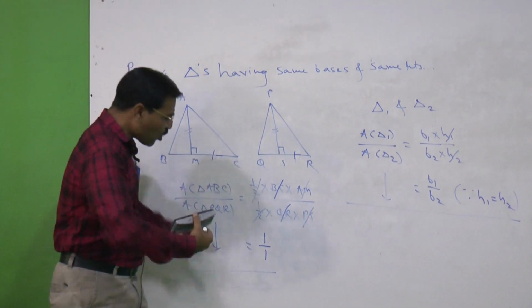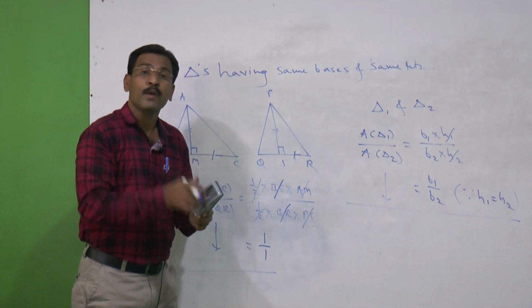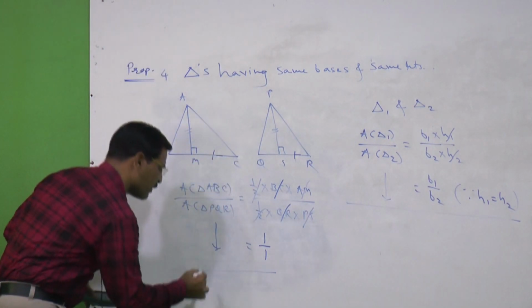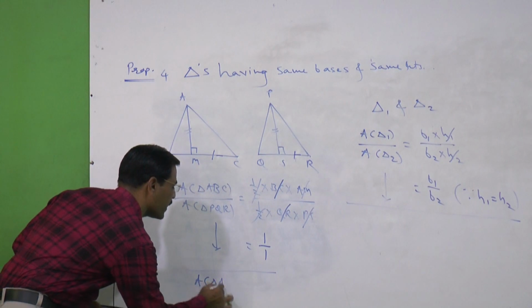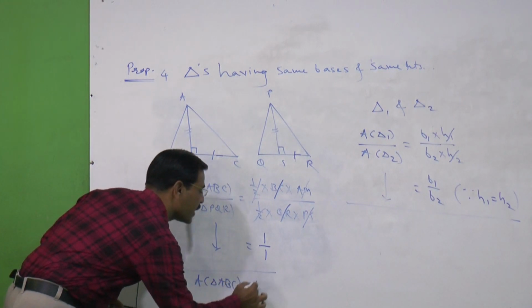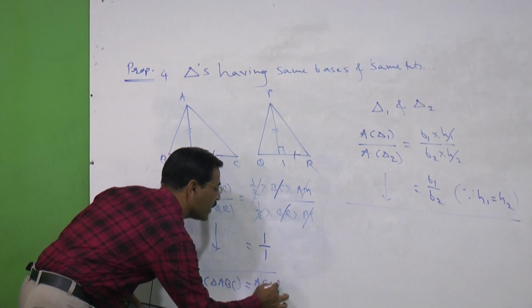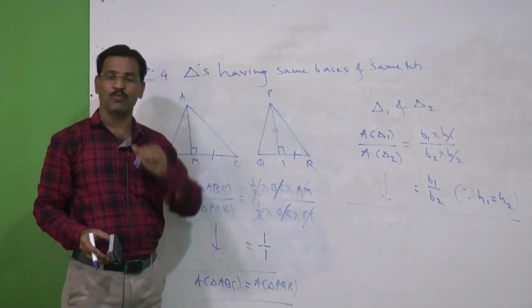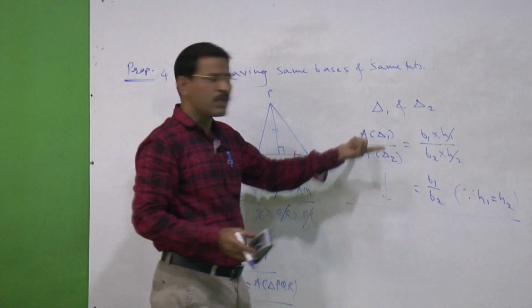But sometimes we need cross multiplication. What will we get here? The two triangles get equal in areas. It will go with cross multiplication. See here, area of triangle ABC is equal to area of triangle PQR. Why? Because the ratio is 1:1.